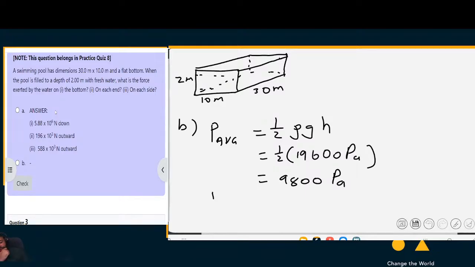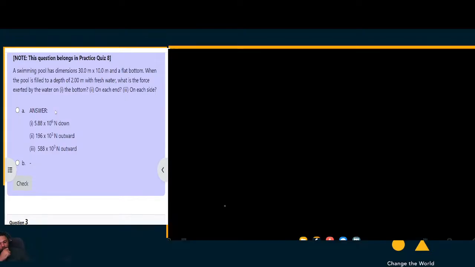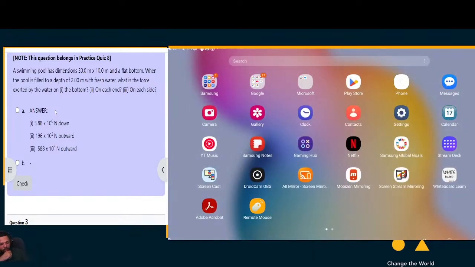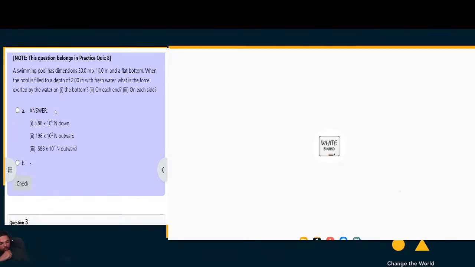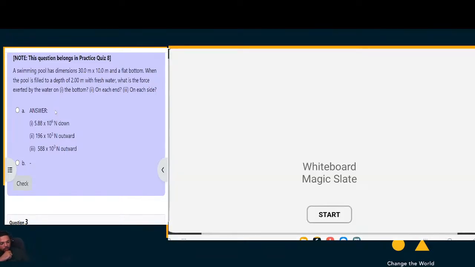Okay? And then therefore the average force on this wall, the end walls, every, excuse me, I just went out. Please don't tell me I lost all my work. Okay, no, it's okay.